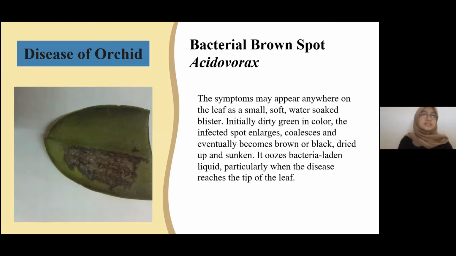Number 1 is disease of orchid, bacterial brown spot, Acidovorax. The symptoms might appear anywhere on the leaf as a small, soft, water-soaked blister. Initially, the color is dirty green. The infected spots enlarge, coalesce, and eventually become brown or black, dried up, and sunken. It oozes bacterial-laden liquid, particularly when the disease reaches the tip of the leaf.